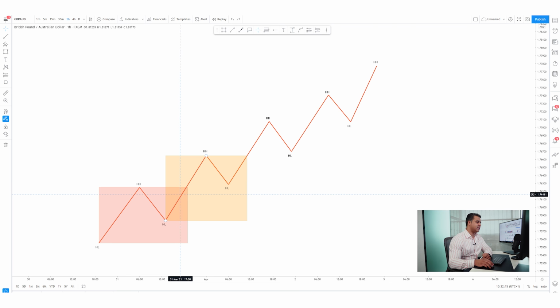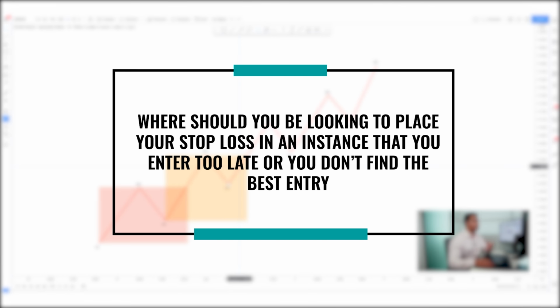Now, if you plan to buy here, is this wrong? If you plan to buy here, is this wrong? No. But where should you be looking to place your stop loss in an instance that you enter too late or you don't find the best entry?